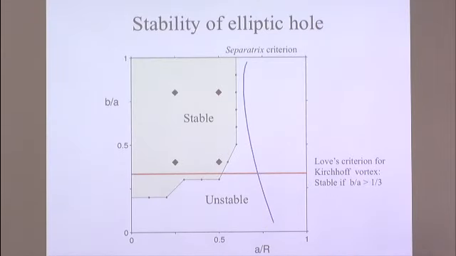Well, all vortices in this region, this is the parameter space. I have the size of the vortex here, and I have the aspect ratio in this axis, and the behavior I show is the characteristic behavior in all this region. In this region, the vortices are unstable. In this area, it is the hole that is filamented, and in this region, it is the outer boundary that forms filaments. And it is reasonably well predicted by Love's criterion for the stability of the Kirchhoff vortex.